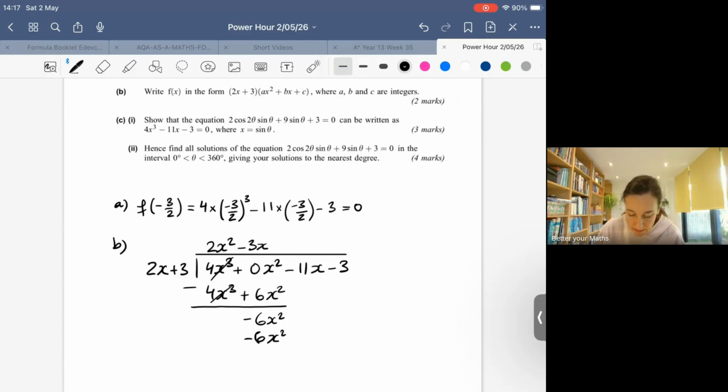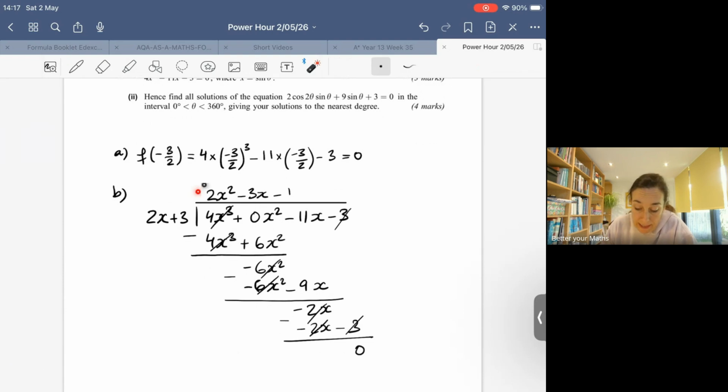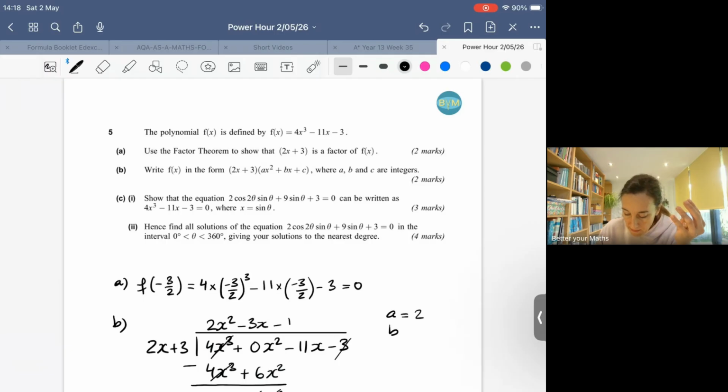Minus 3 times 3 is minus 9x. So when I subtract, these two are gone, and I have minus 11 minus minus 9, which is minus 2x. When I divide, I have minus 1. When I multiply, I have minus 2x, minus 3. These two are gone, and these two are gone. Yeah. So this is that quadratic that they ask me. If you prefer, as I said, you can expand this bracket and compare coefficients or equate coefficients. A, B, and C are integers. So A, I'm just going to write them on the side. A is 2, B is minus 3, and C is minus 1. Yeah?